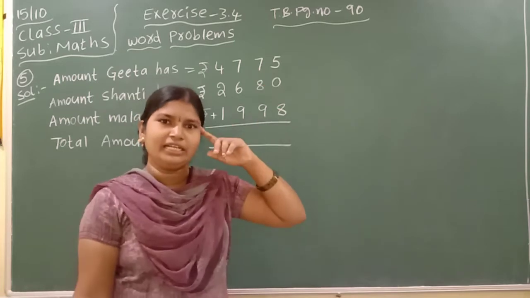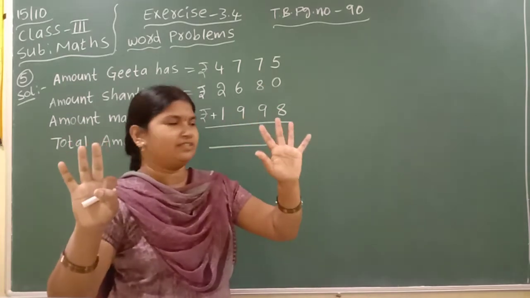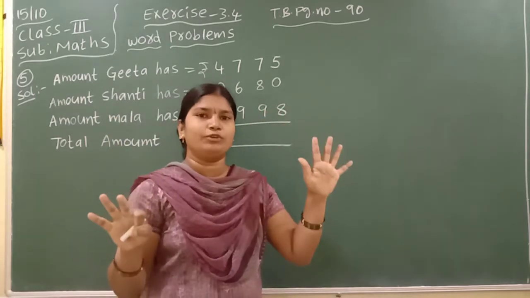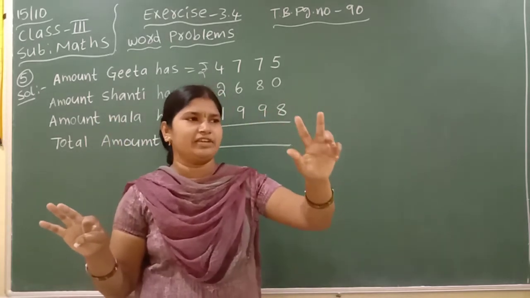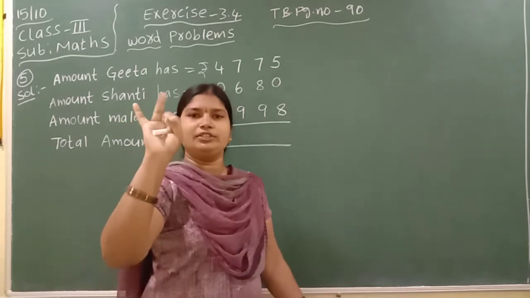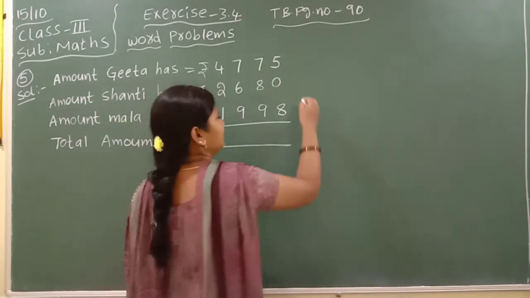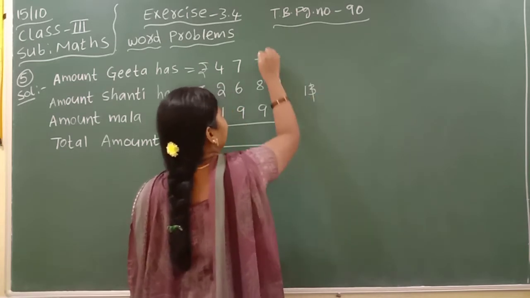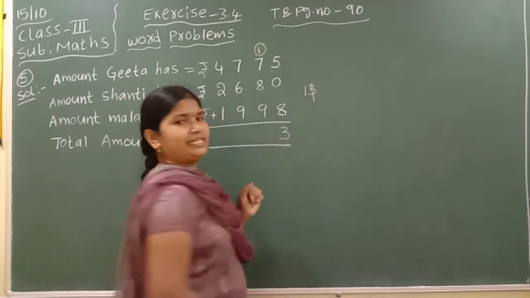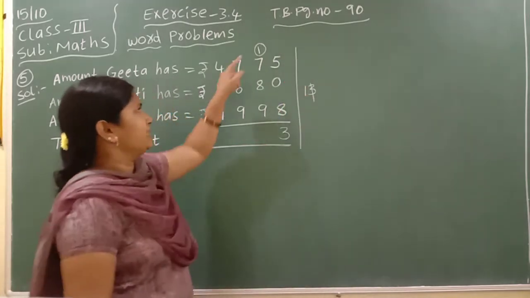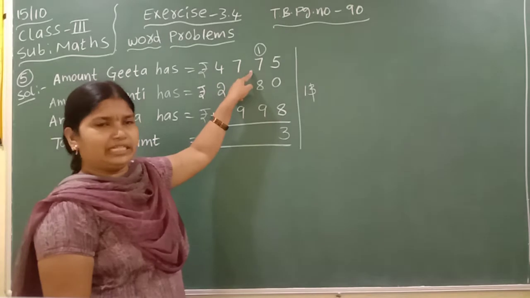5 in the mind. Take 8 fingers. Why? Because here 8 is there. Take 8 fingers. 5, after that 6, 7, 8, 9, 10, 11, 12, 13. The answer is 13. 3, cut the 10 right here, and write 1 in the next place. Regrouping. Okay.